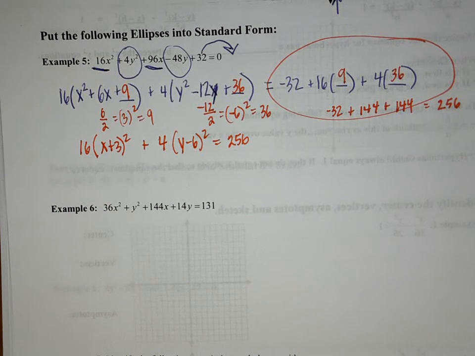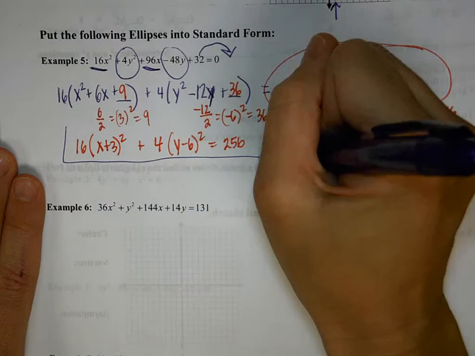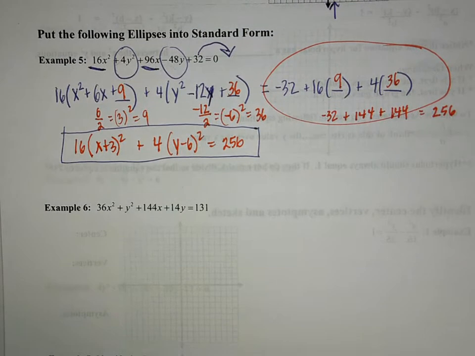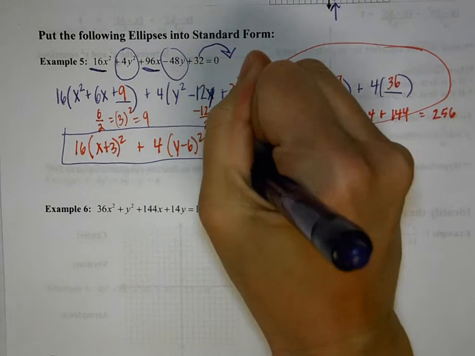This is actually standard form, but we want it in descriptive form, because whenever we're graphing these, it always has to be equal to what? 1. And so what am I going to do to write this into descriptive form? Divide by 256 to every term.